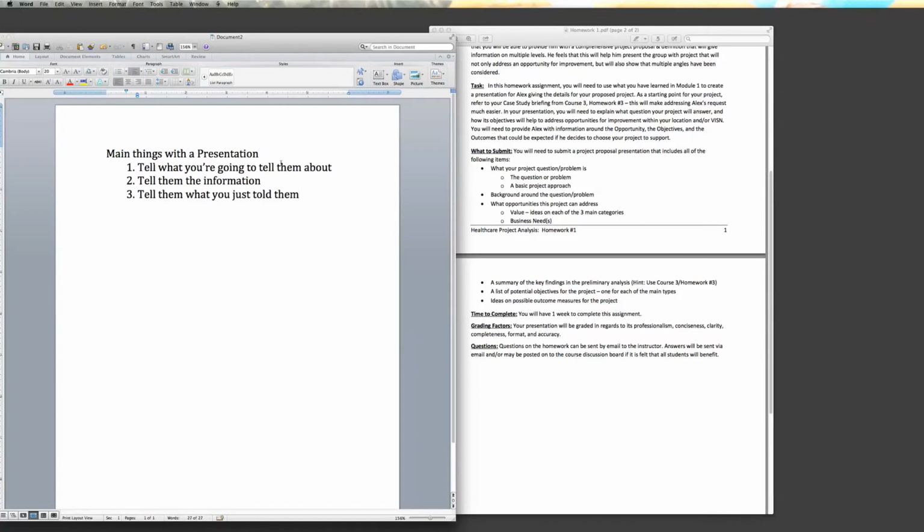So this is the main thing. Whenever you're doing a presentation, whether or not you've actually got any slides, tell them what you're going to talk about. Tell them the information, the specifics, and then recap what you just told them, which sounds totally redundant, but it works. People remember stuff when you do that. If you look at how I set up my lectures, I give you an idea: here's what we're going to talk about, here are all the details, and then at the end I summarize again.